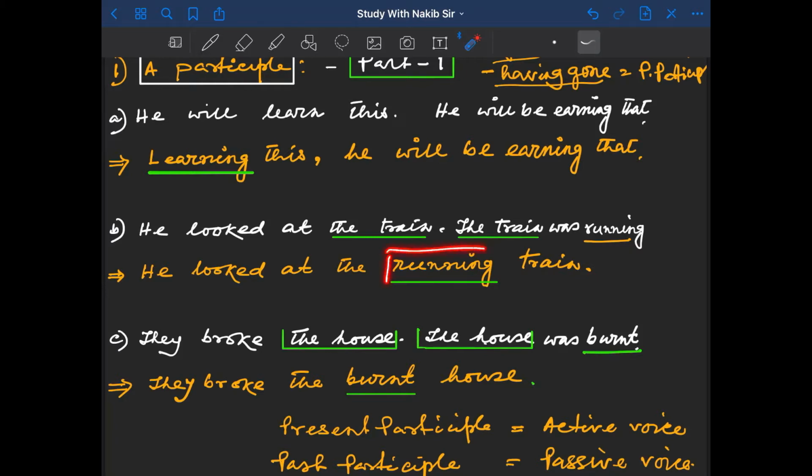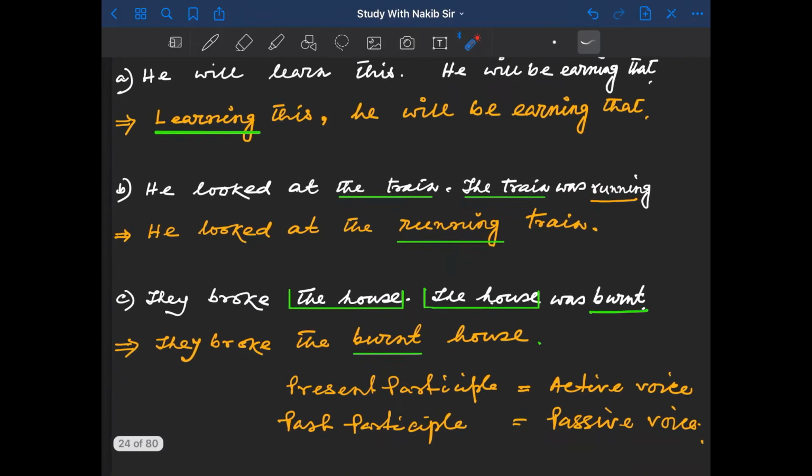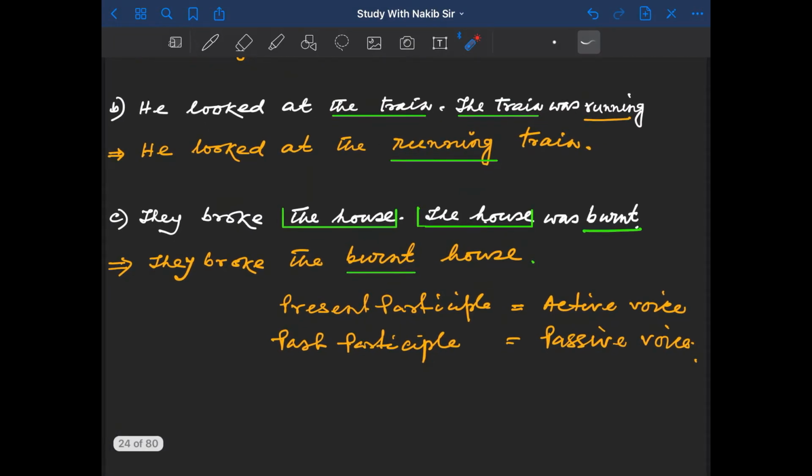So running is the present participle. I just told you present participle, and see the present participle is used here in an active voice. Remember this. A present participle is used in an active voice. Always remember this. Later you may use this piece of knowledge for your work. Remember this. Next example. They broke the house.